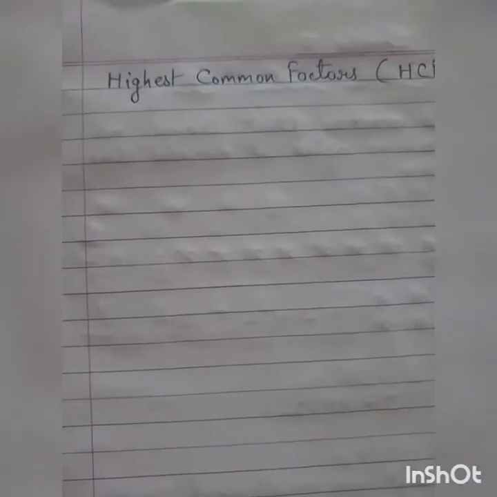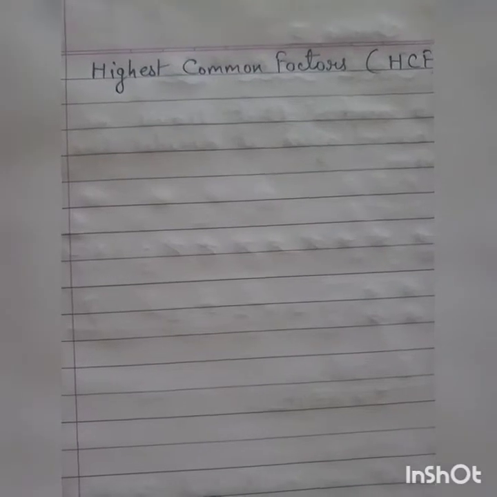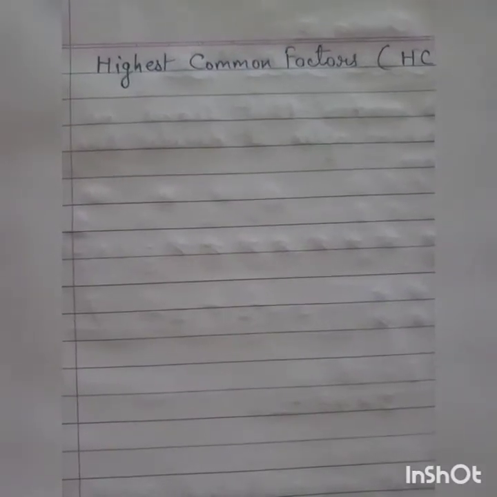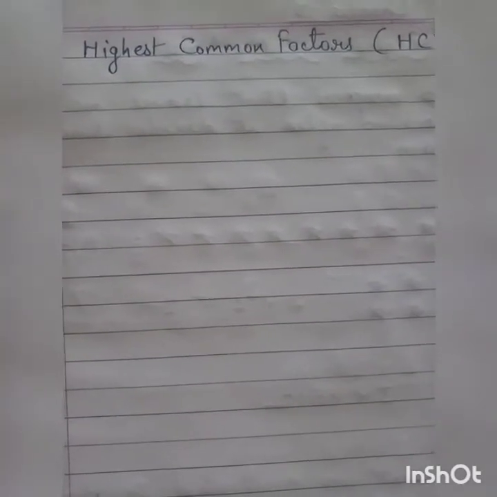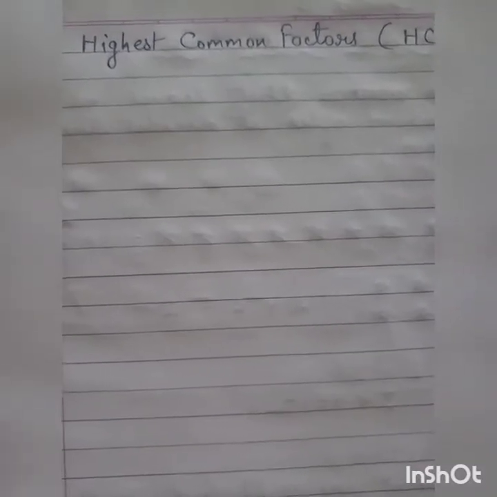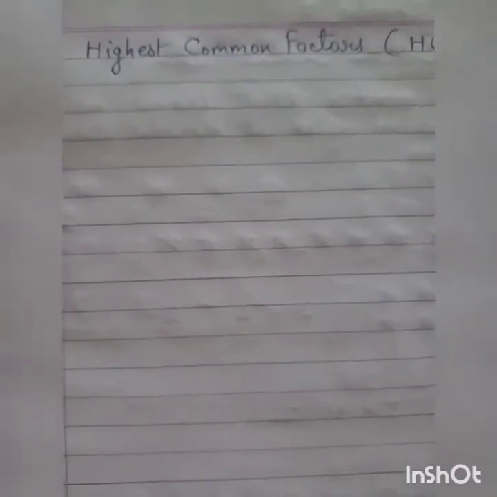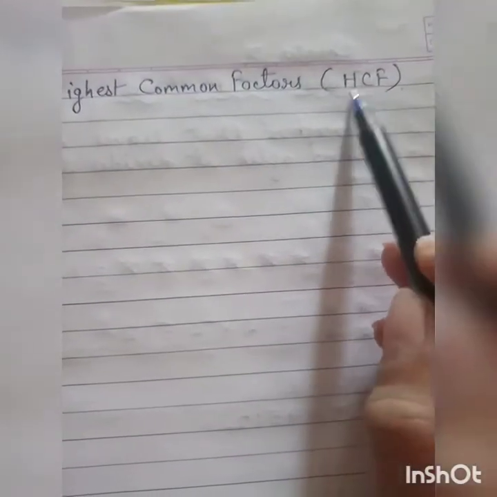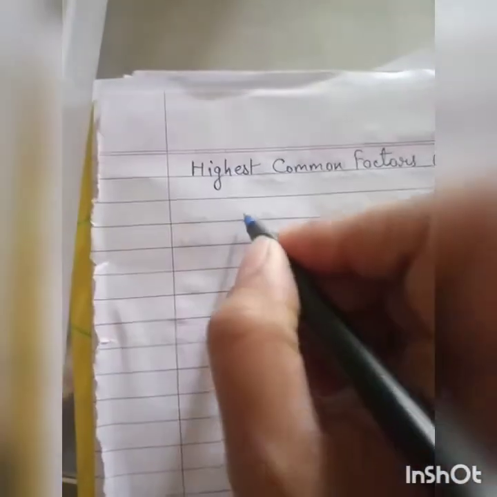So far I have taught you how to find the factors of a number, but now I am going to tell you how to find the factors of two numbers, and then we have to find the highest common factor of these two numbers. Okay, highest common factor, HCF. HCF stands for highest common factor. Consider the numbers 9 and 15, right?